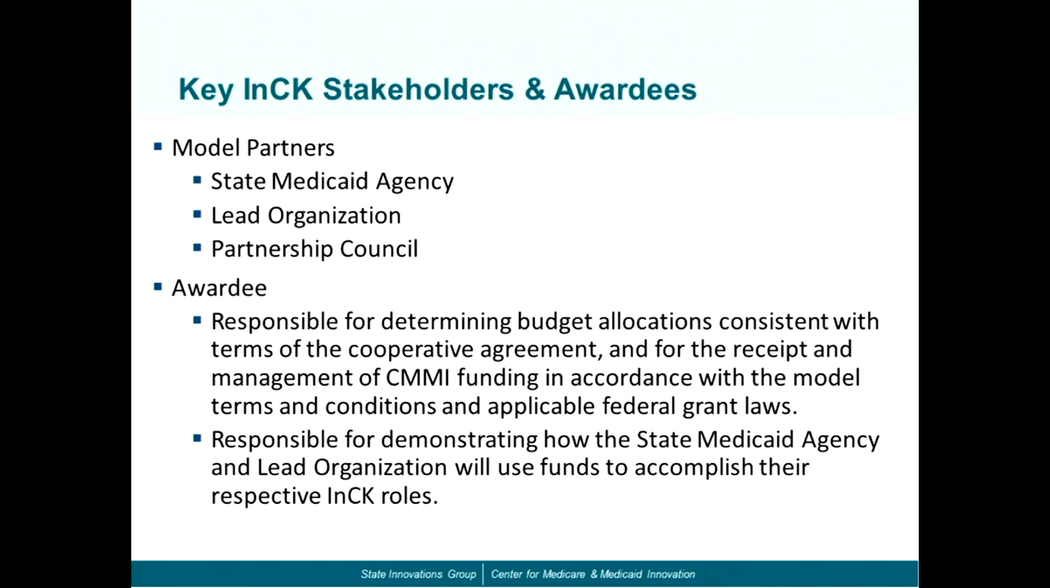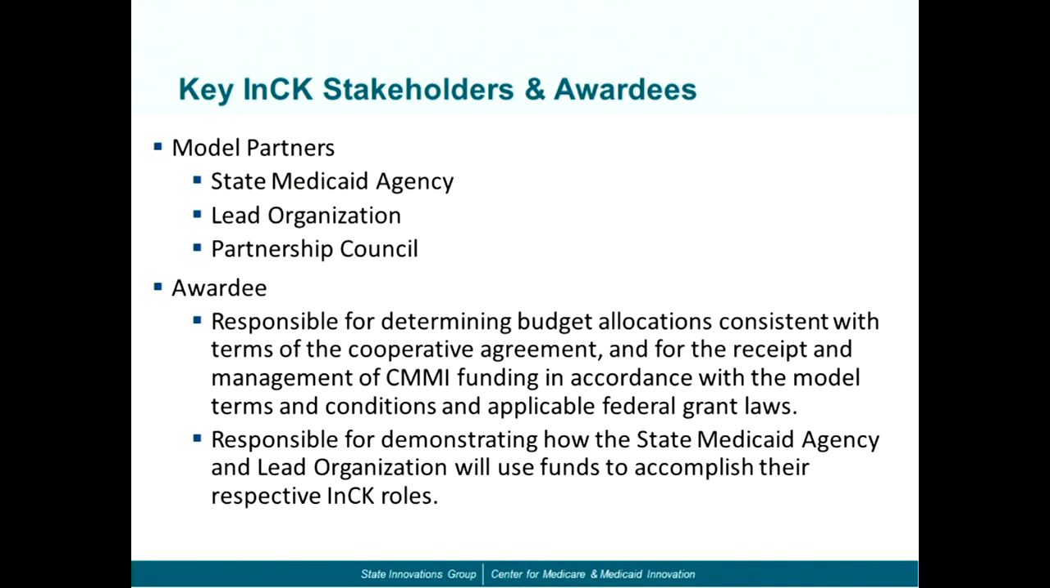INC works across 3 main stakeholders. The first is the state Medicaid agency, which will be implementing both some of the clinical aspects of the model, in other words, the interventions, how those are going to work, and also will be building and implementing the alternative payment model. The second is the lead organization, which is the awardee of the model, the one that receives the funding, and will coordinate across all of the stakeholders in the model. And there are cases in which the awardee is actually the state Medicaid agency, others where the lead organization is a different organization that will be working closely with the state Medicaid agency.